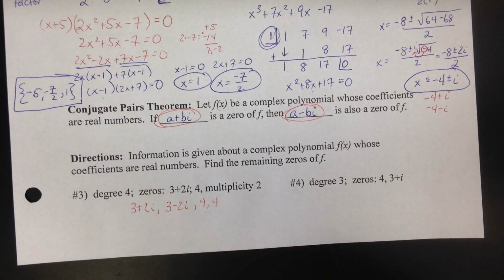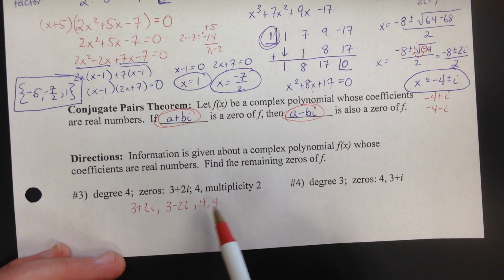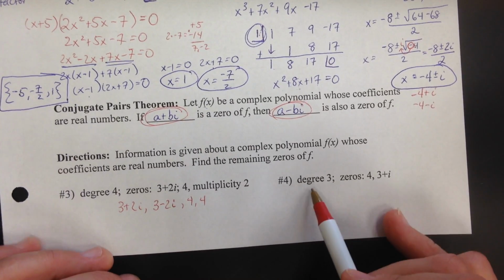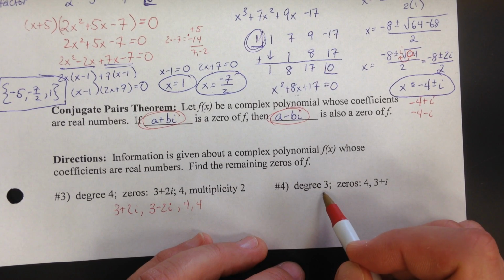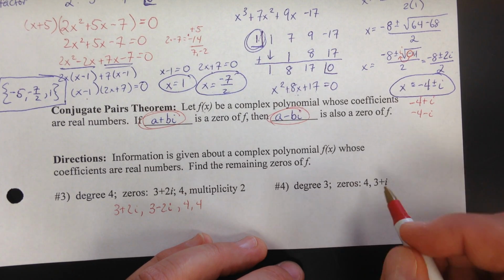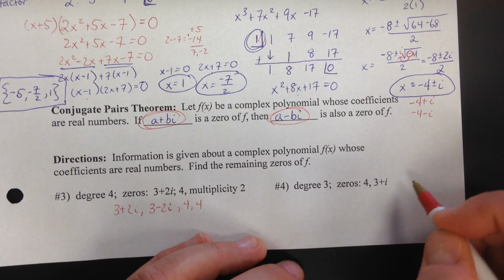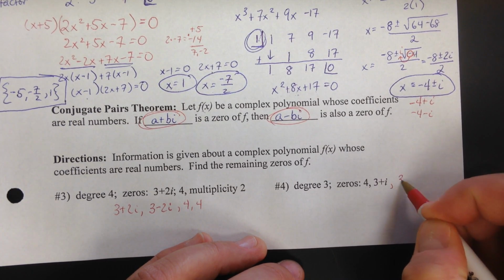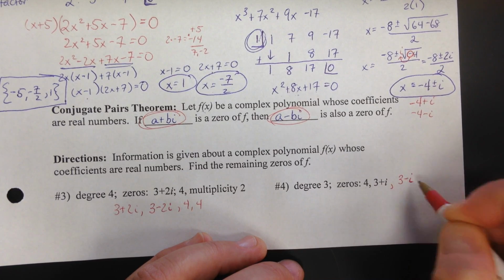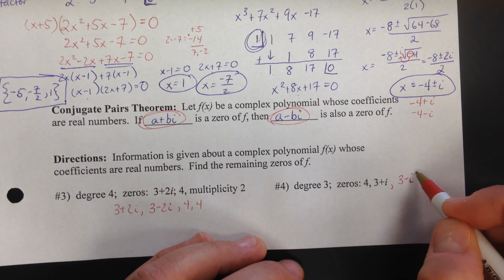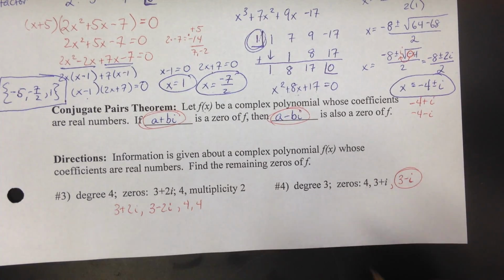Okay, so we're back here, and we left off with number 3, and we talked about what's called the conjugate pairs theorem. In number 4, they say it's a third degree, so you should have 3 solutions, 3 zeros. One of them is real, that's 4. One of them is complex, 3 plus i. Well, we always know the conjugate has to be a solution as well, so it's 3 minus i. So there's your missing answer for that.